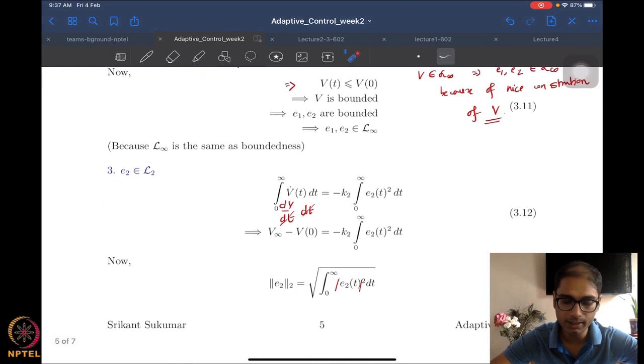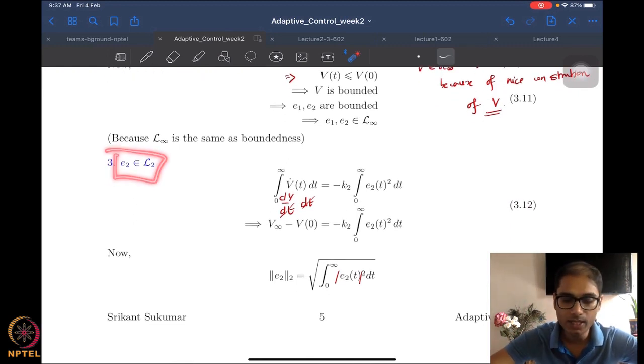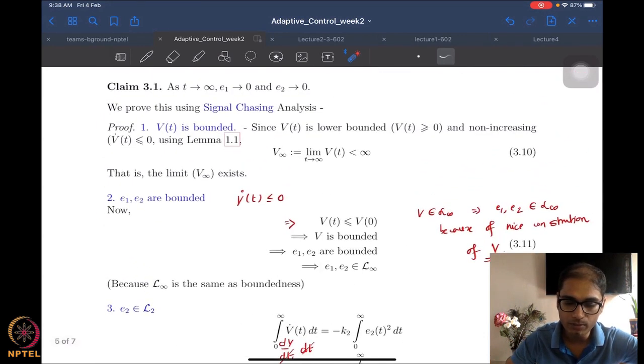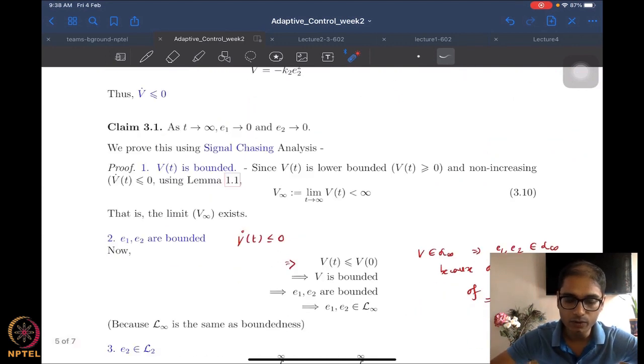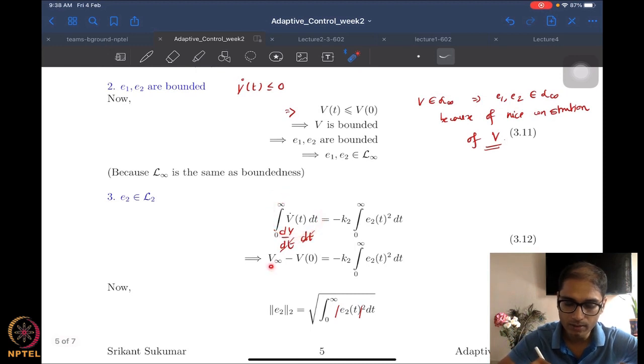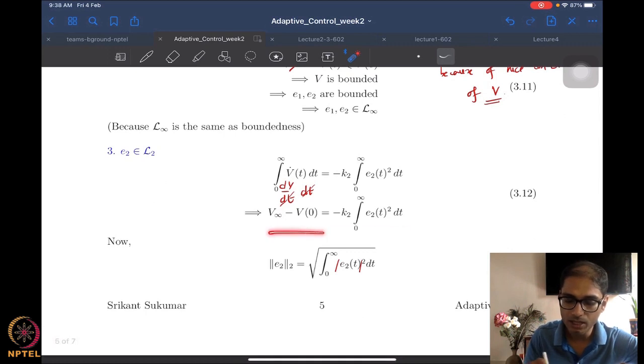And the third and a rather critical step was to show that the signal e2 is in fact an L2 signal. Very quickly recapping this last point, because it is very important. We integrated both sides of this V dot, and it was possible to integrate the left hand side only because we know that the limit as t goes to infinity of V(t) is finite, that is, V infinity is a finite quantity. Since we can do that, the right hand side is essentially the integral of e2 squared. We also want to remind ourselves that the 2 norm of e2 looks something like equation 313, and we see that this is very similar to what we have here.